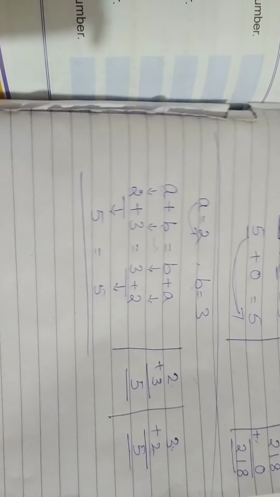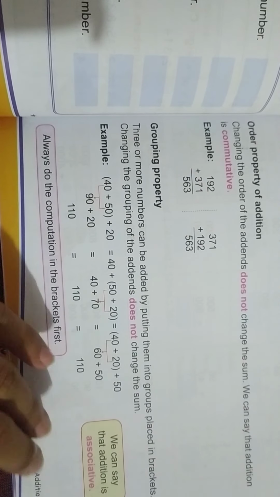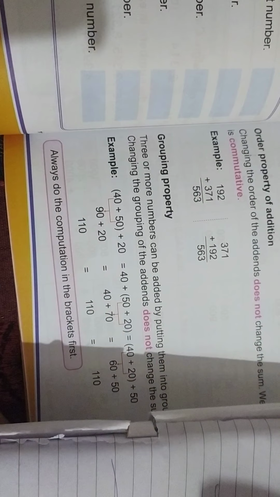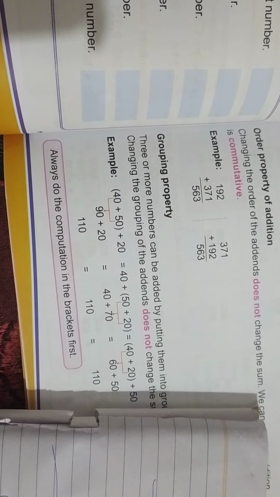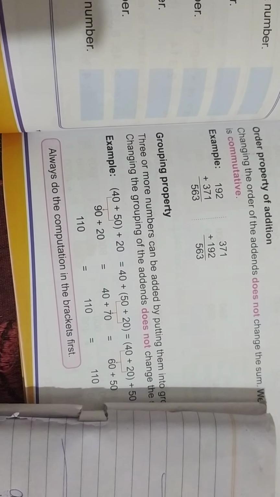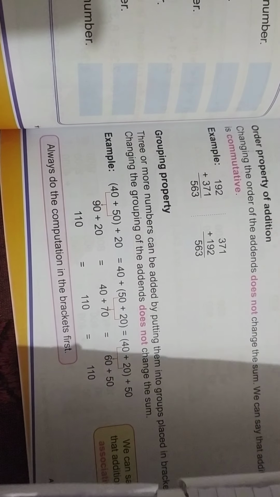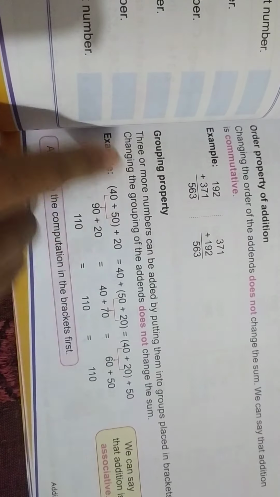Good morning, students. This is the continuation of the third standard first semester, second chapter, page number 67. Now, in the last part, I taught you what is commutative property. Next, zero property of addition. Now, we are going to learn about grouping property.